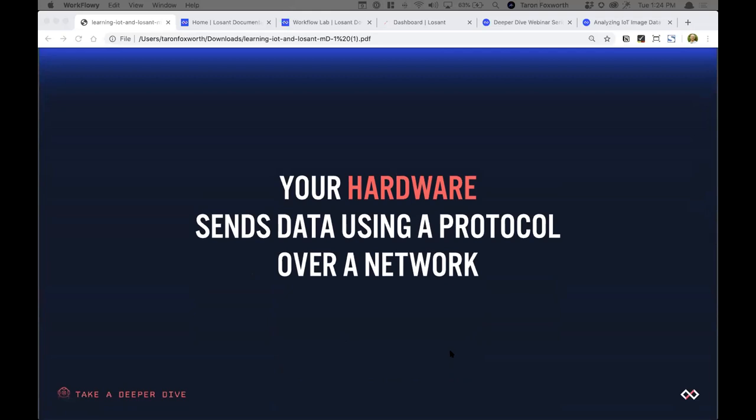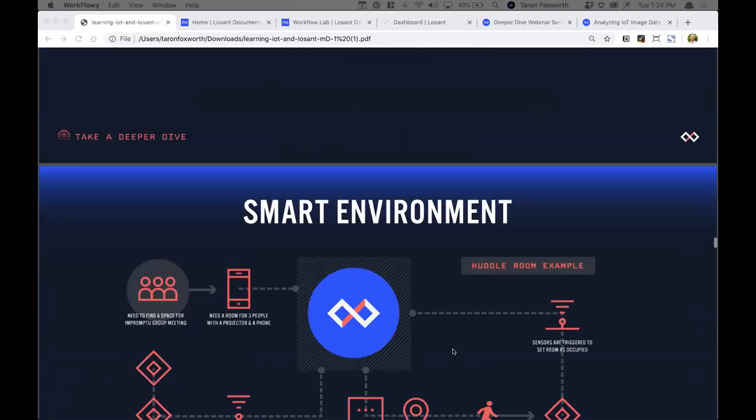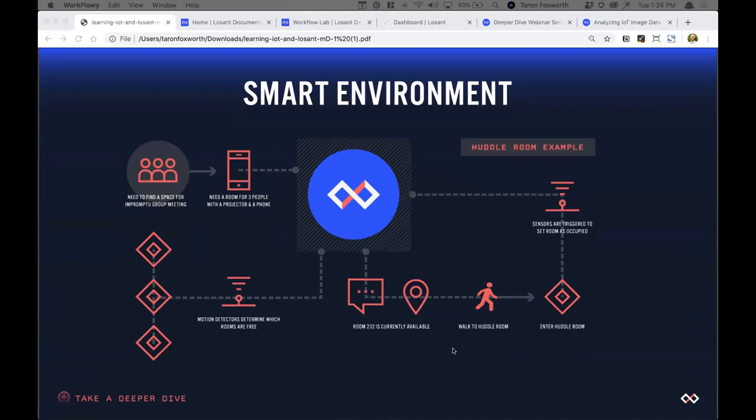So in this case, let's start off with hardware. To talk about hardware in the world of IoT, I love the smart environment because when we look at use cases, even as simple as you walk into a room and the room comes alive because it knows that you're in the room, that's a pretty sophisticated use case that involves many pieces of hardware and many data points.